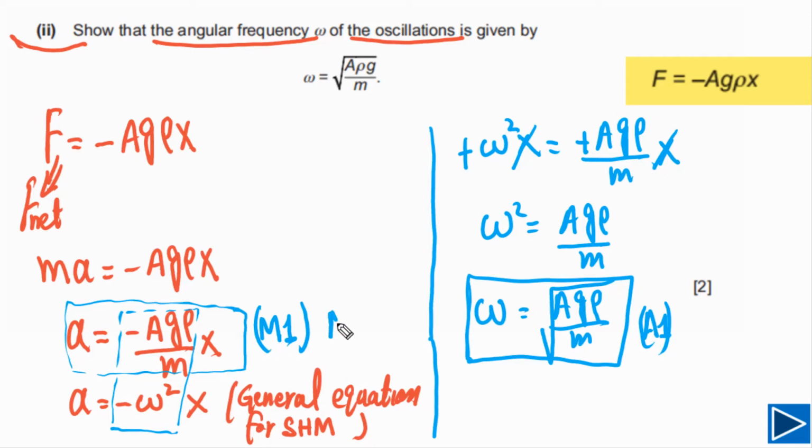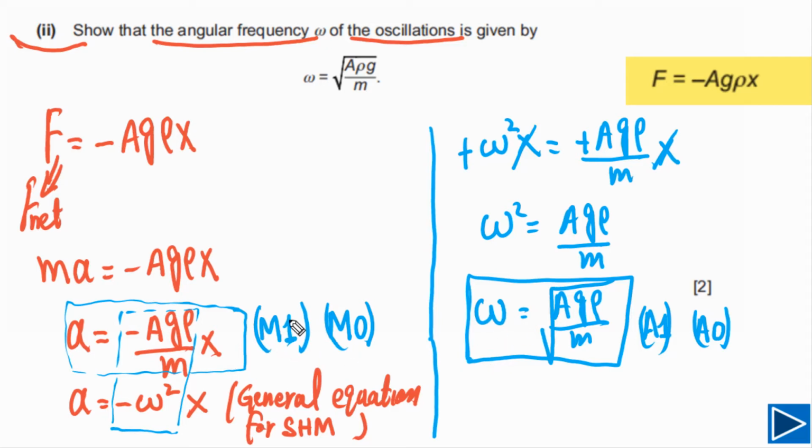But the condition is that you can get the A mark only if you get the M mark. If you don't get the M mark, let's say you got 0 here, you will also get 0 here. The answer mark also will be 0. So this is a must mark. You have to write down this expression first, and then you need to get omega.